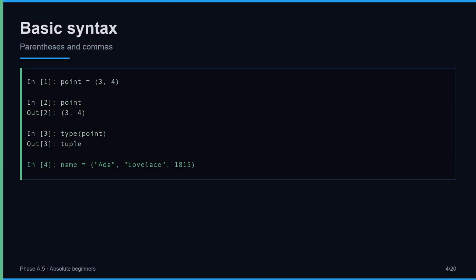Here is how you create a tuple. point = (3, 4) inside parentheses. type(point) returns tuple. Python recognizes the shape. The items are separated by commas, and the parentheses group them together. You can mix types freely. name = ("Ada", "Lovelace", 1815): a string, another string, and a number, all in one tuple. The comma is what makes it a tuple. The parentheses are mostly for readability.